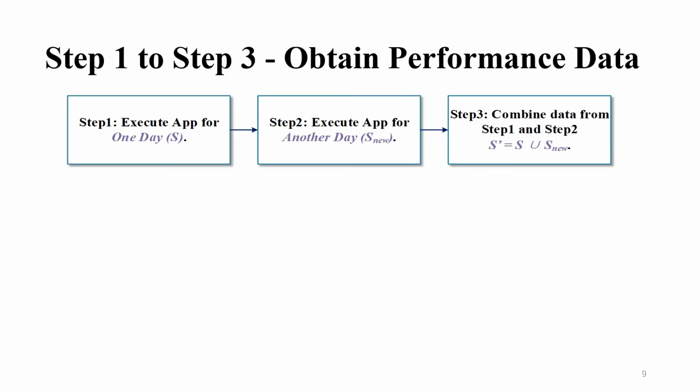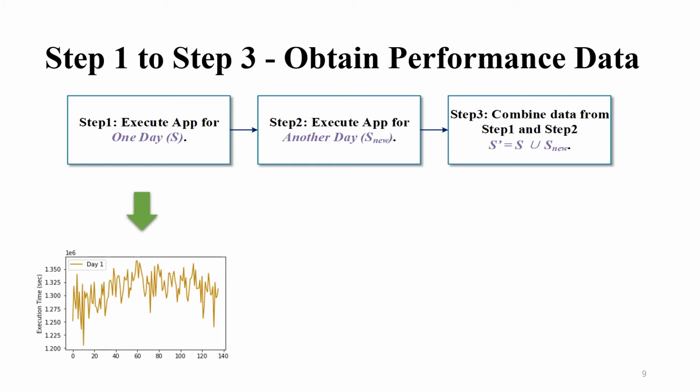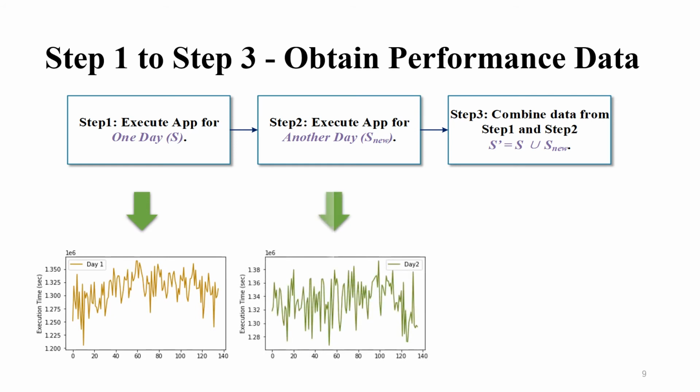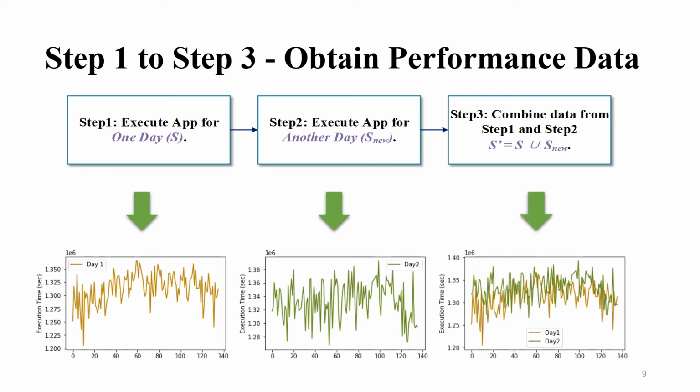In the next few slides, I'm going to use one example to demonstrate how Mateer works. In step 1, we first run the application for 1 day to obtain the sample set S. In step 2, we run the application for another day to obtain the sample set S new. In step 3, we combine the data from step 1 and step 2 into a new set S prime. The output from this step includes the sample sets S and S prime.